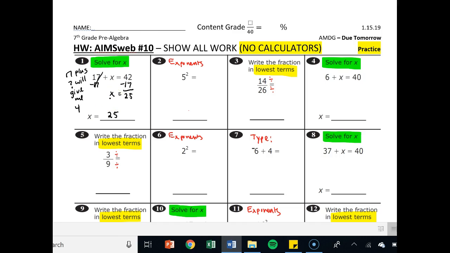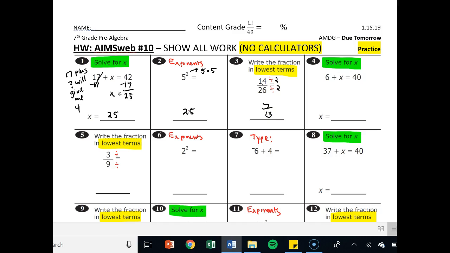For a problem like number 2, exponents, remember 5 squared is not 5 times 2, but 5 times 5. And you put down your answer right there, 25. Write the fraction in the lowest terms. These should not be new. You're just basically asking yourself, what number can I divide both these factors by in order to simplify it? So, in fact, in this case, it's 2. 14 divided by 2 is 7. 26 divided by 2 is 13.